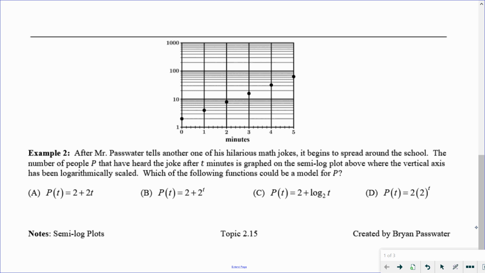Okay, so if you see a line there, that means the original data must have been not linear, but exponential. The original data was exponential. So that's what you're being asked for down here. You're saying to yourself, what's the function that was really for the data, the p, the people that have heard the joke?